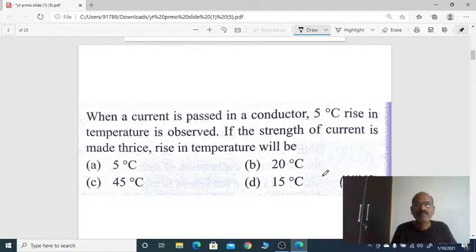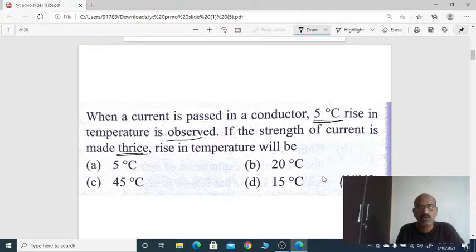Here it is. When a current is passed in a conductor, 5 degrees Celsius rise in temperature is observed. If the strength of the current is made thrice, the rise in temperature will be how much? So question clearly understand, when current passed through the conductor, 5-degree temperature rising. The strength of the current made thrice, 3 times.